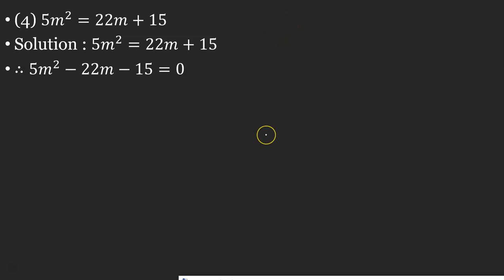The coefficient of the first term m square is 5. The constant term is minus 15. Minus 15 into 5, see this here: 5 into minus 15 equals minus 75. Okay, now we will find the two numbers whose sum is minus 22.